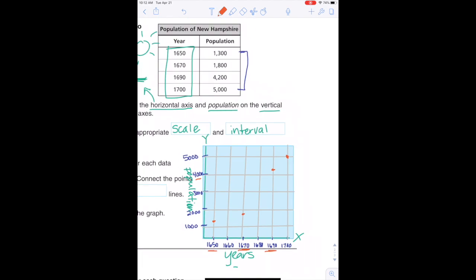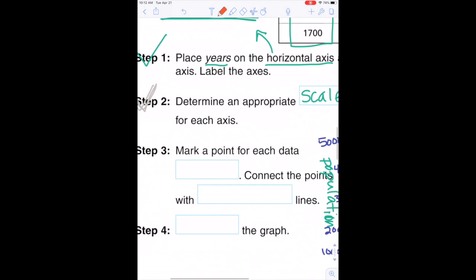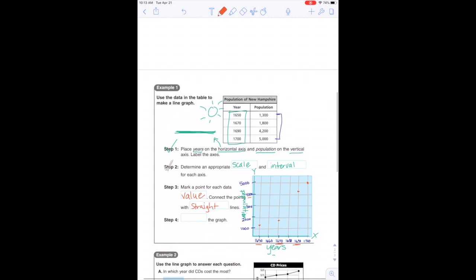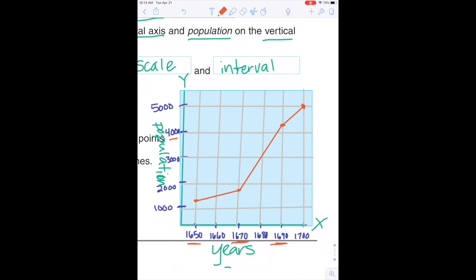All right, so we mark the data points for each data value. We did that. Next, we're going to connect the points with straight lines. So again, this is where Notability is nice, that you can go from there to there, hold it down, and let it straighten out. Hold it down and straighten out. So your final graph should look like this.